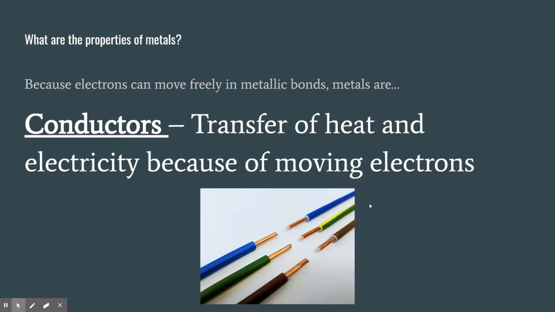Now, the other thing that makes metals good conductors of heat is that the atoms are all really close to each other. And so they are vibrating in place and they're able to bump into each other and transfer lots of energy whenever one side of the metal starts getting energy.